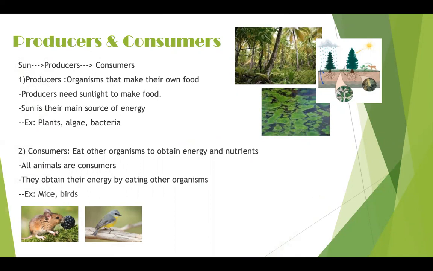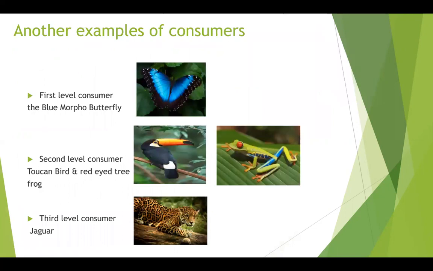Consumers eat other organisms to obtain energy and nutrients. And so all animals are consumers. They obtain their energy by eating other organisms. Mice and birds are some examples of consumers. An example of a first level consumer is the blue morpho butterfly. The second level consumers are the toucan bird and the eyed red tree frog. And the third level consumer is the jaguar.